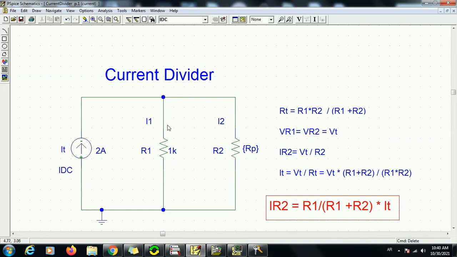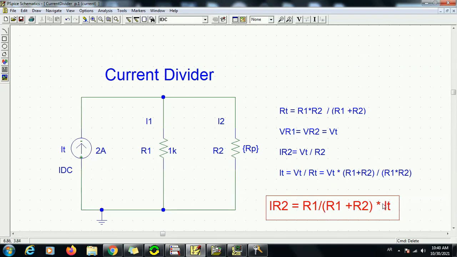For this, we have the rule for the current divider: if I'm interested in the current across this branch, across this resistor R2, which is our load, a variable resistance, the rule is that the current across this resistor, IR2, is simply given by this formula. It is R1 divided by the sum of the two resistors R1 and R2, multiplied by the total current.